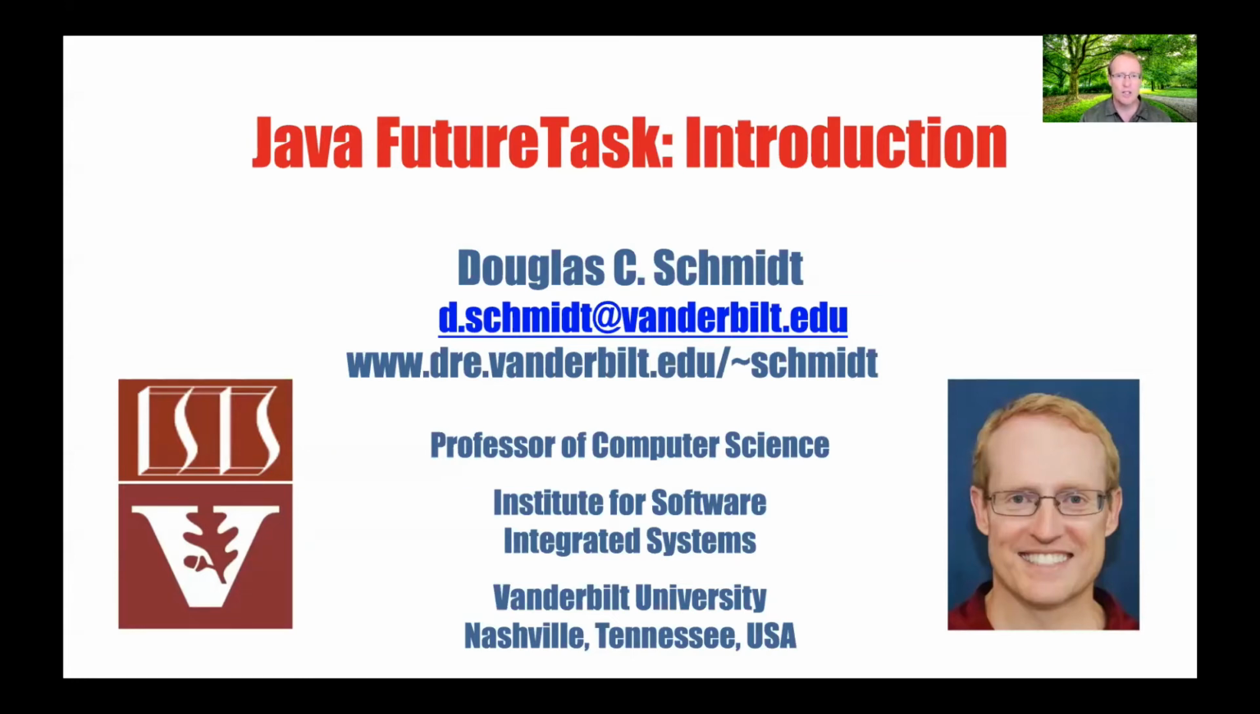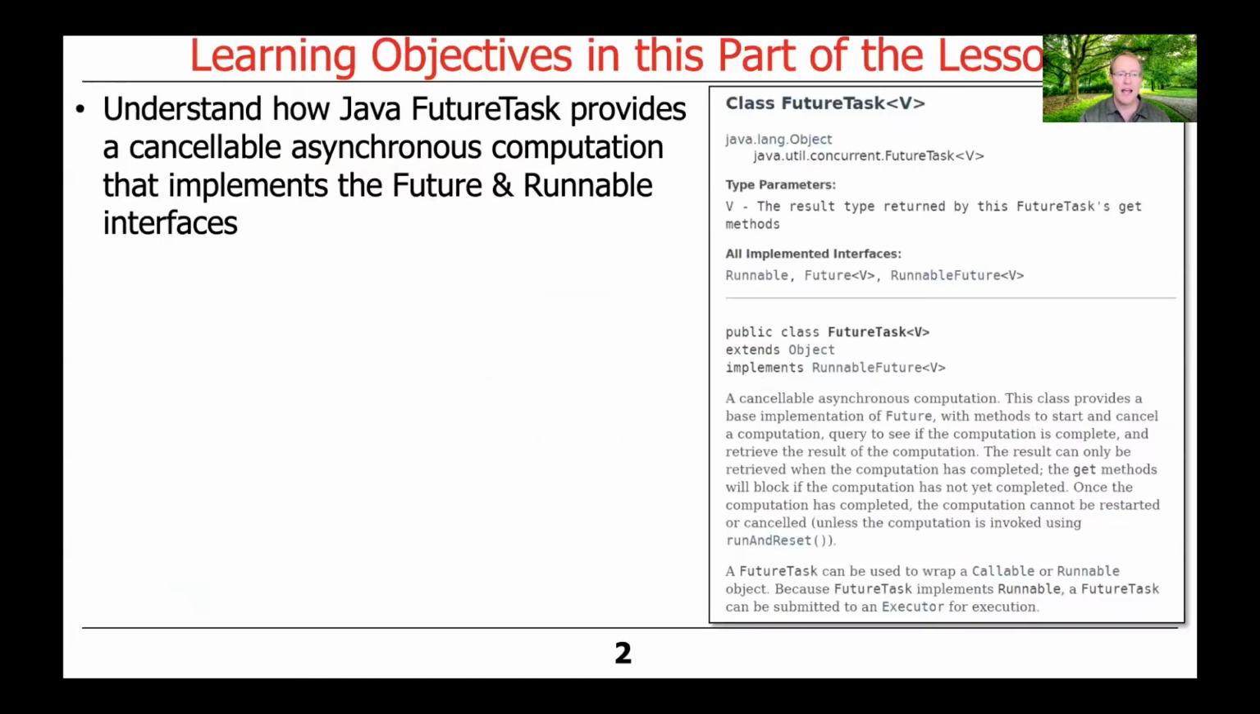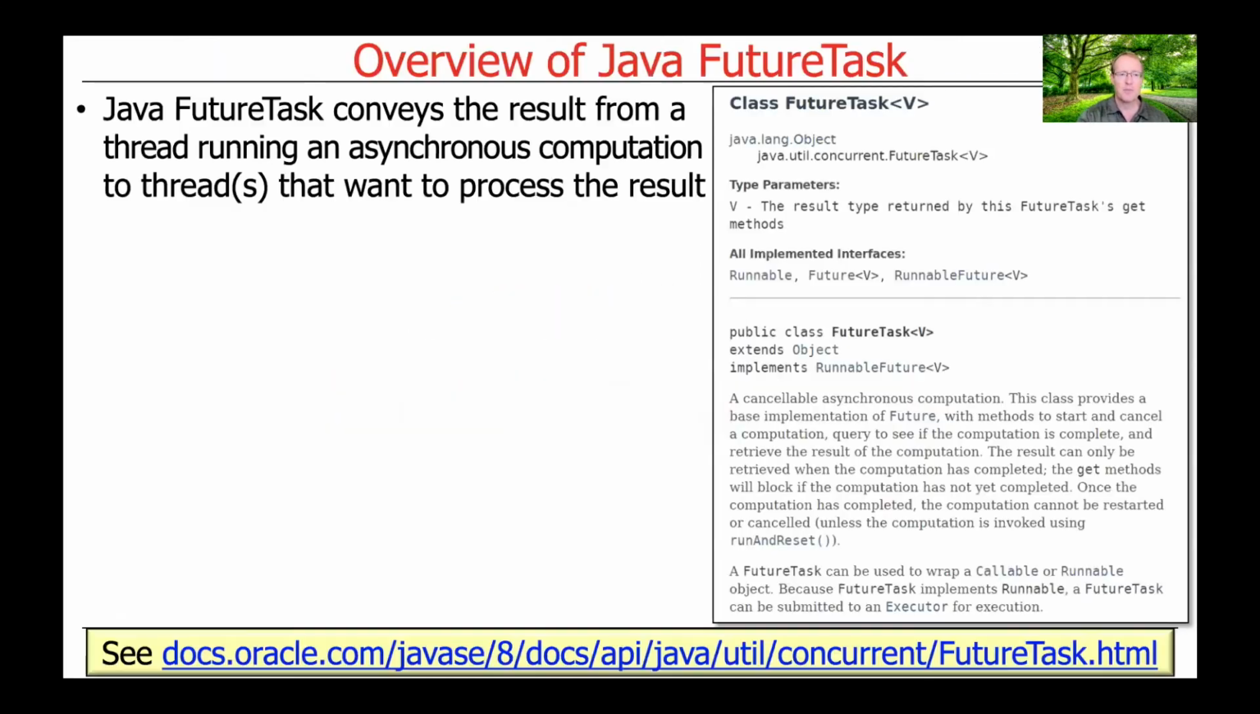So now we're going to turn our attention back to various threading and concurrency mechanisms that are available in Java. And we're going to talk about a particularly interesting class called the FutureTask. I'm going to explain first what a FutureTask is and how it provides a cancelable asynchronous computation model that implements the Future and Runnable interfaces.